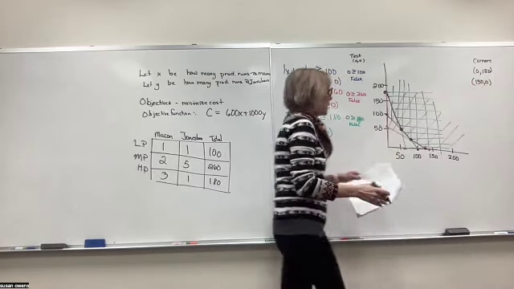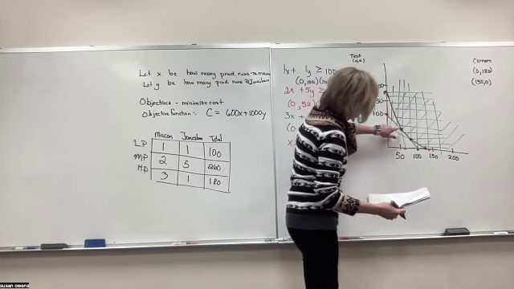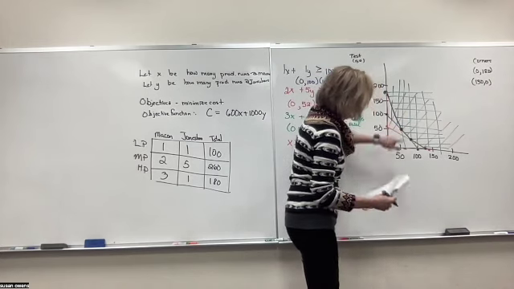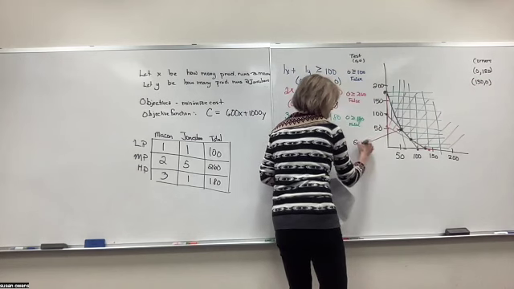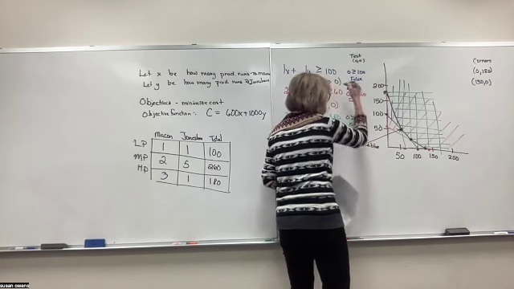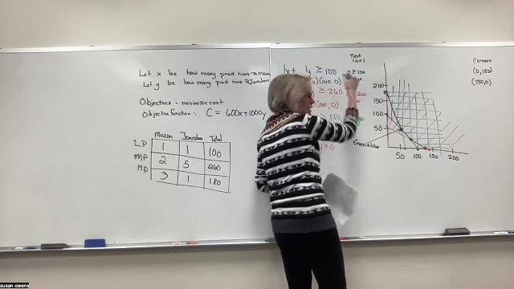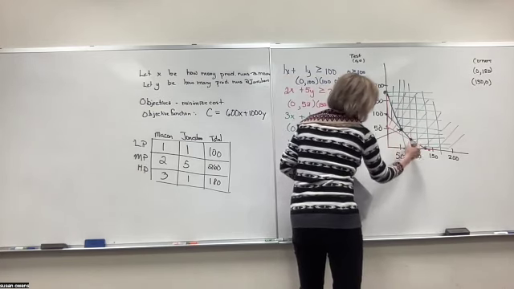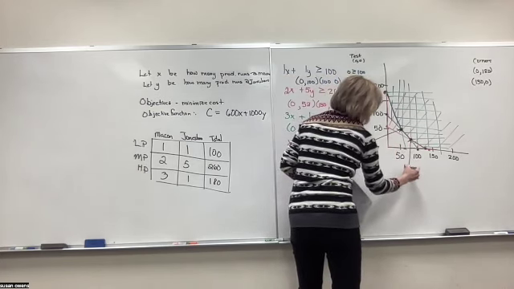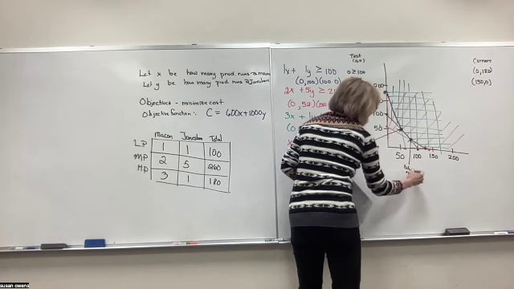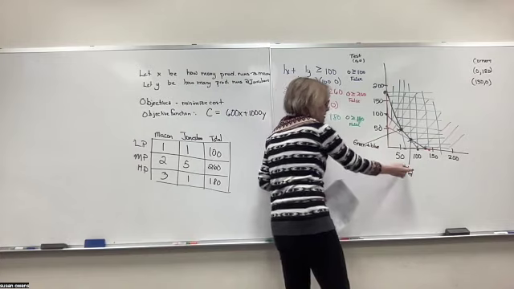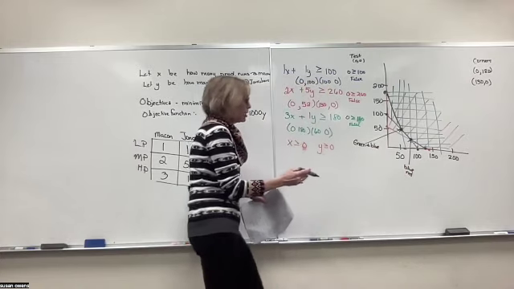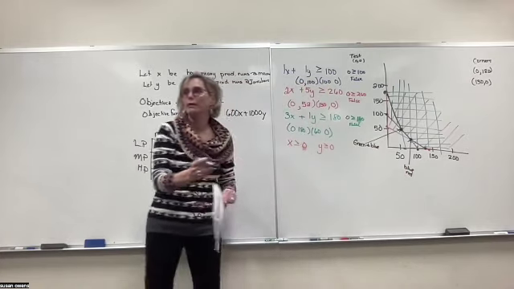Okay. So for this corner right here, it's my green and blue line. So I'm going to use those two equations. And this corner right here is my blue and red line. So I'm going to have to do substitution or elimination with my green and blue, and substitution or elimination with my green and red. Okay?